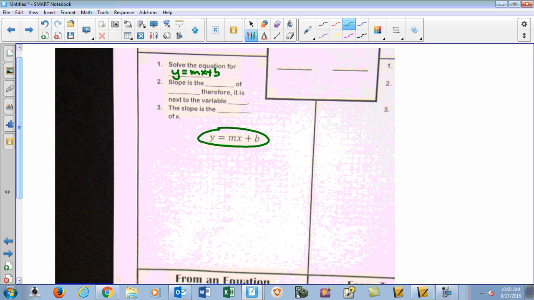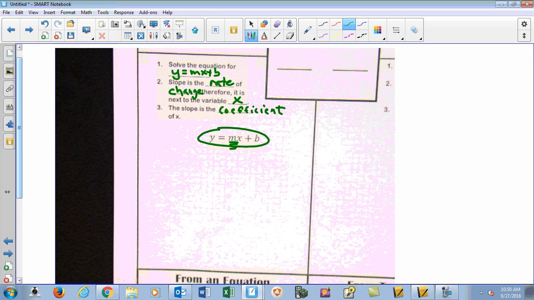All right. So the slope is the rate of change. Therefore, it is next to the variable x, right? And we see that here. It's the letter in front of the x. What do we call that letter in front of the x? What was our math term for it? Started with a C. Coefficient, and that's number 3. So the slope is the coefficient of x. It's the number in front of the x.